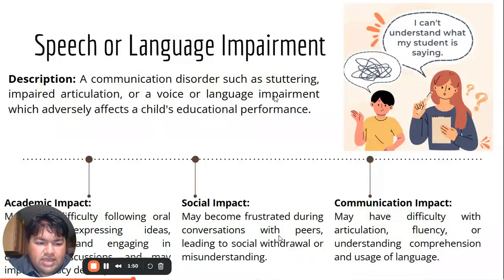Okay, and then we go on to speech and language impairment. Speech and language impairment may involve articulation or fluency difficulties that affect the student's ability to follow directions, engage in discussion, and build literacy skills. These communication challenges can lead to frustration in peer interactions and a tendency to withdraw socially.